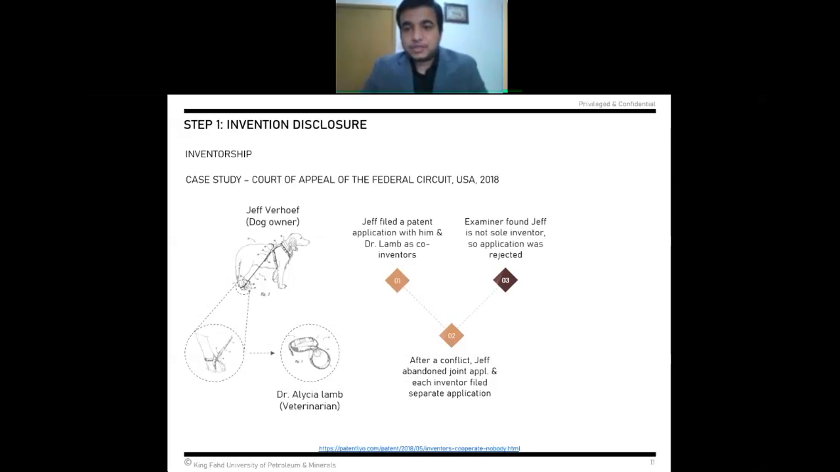When the patent application of Jeff was being examined, the examiner came across Dr. Alicia's patent application, and based on this, the examiner found that Jeff is not the sole inventor, so his application was rejected. He went to the Patent Trial and Appeal Board to appeal against the rejection, but his appeal was rejected. So he further appealed in the Federal Circuit Court, and the court again rejected his appeal, saying that since you are not the sole inventor, you won't get the patent. So both of them lost their patents because of their disagreement, and mainly because one inventor left the other inventor out. And as per US patent law, if you don't name an inventor, you lose a patent. And it is the same in many other countries.